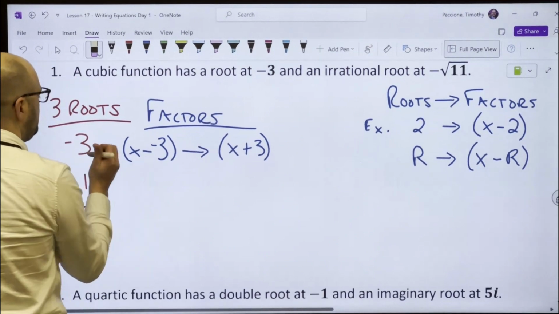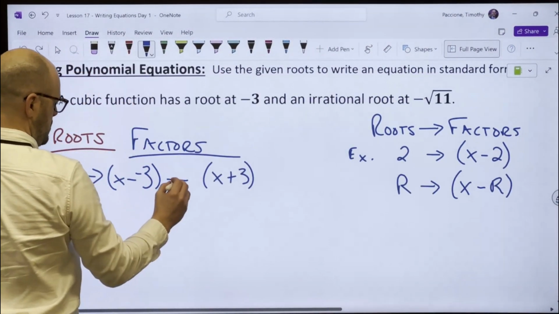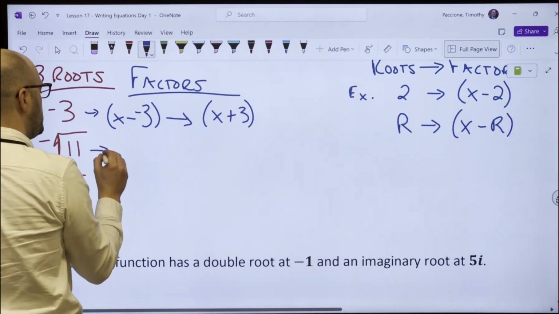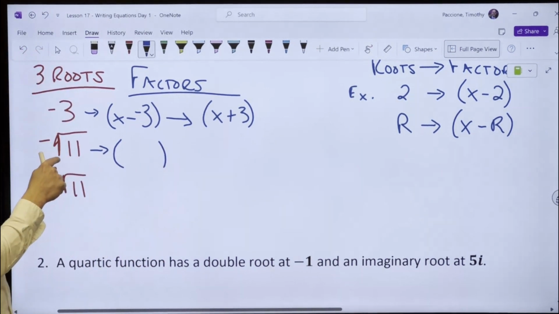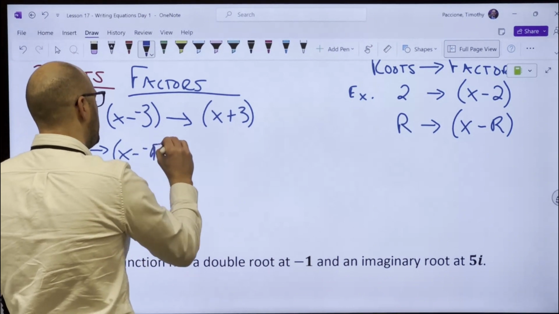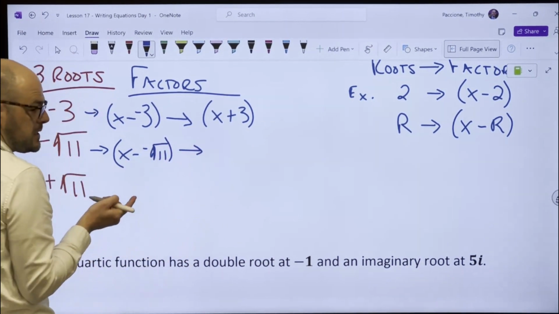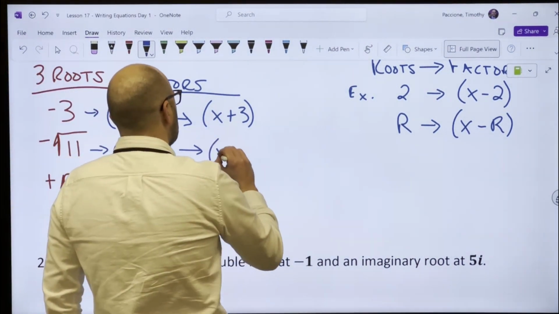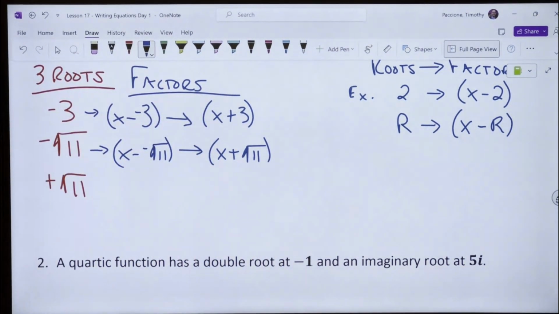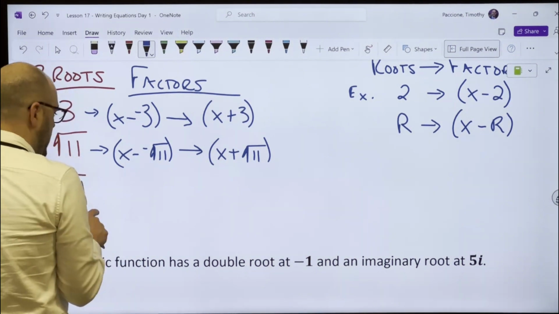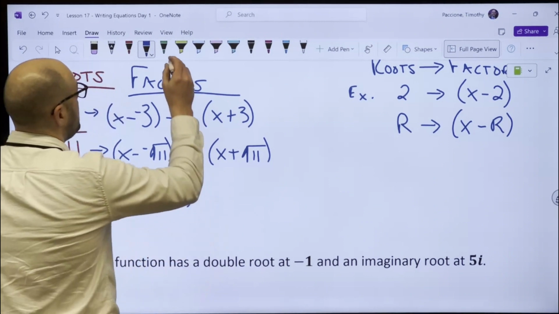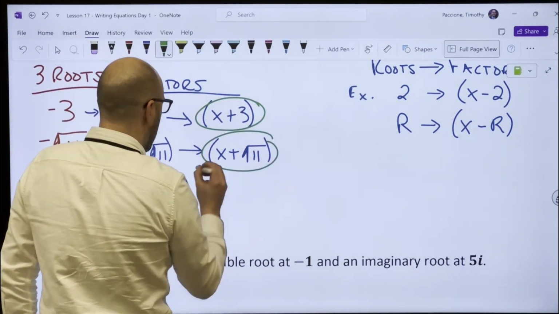Like, for instance, if I wanted to just do the same process, turn this into a factor, I would go x minus, and then what? Minus square root of 11. So the factor that goes with that is x plus square root of 11, which I know is a weird looking factor, right? But we're going to use it for now, okay? And then if I have plus square root of 11, I would just say x minus the square root of 11, and I'd be done. And these are my three factors now.